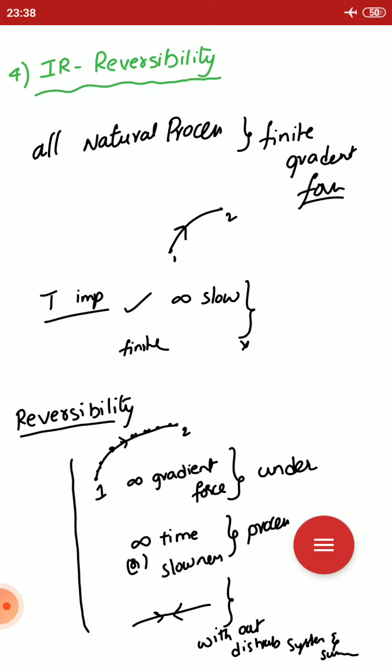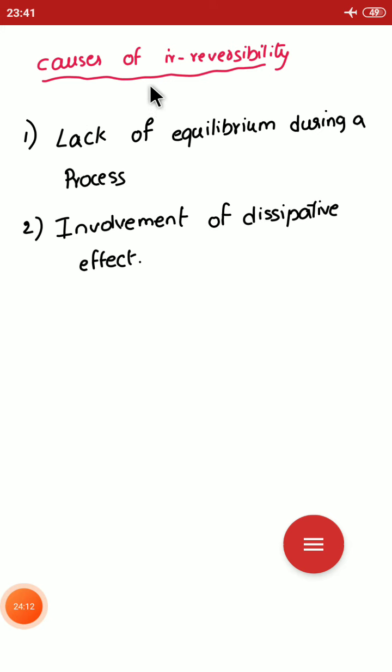Irreversibility may be due to either of two reasons, or a combination of the two. One is the lack of equilibrium during the process. Next is the involvement of the dissipative effect, which we will see clearly. The causes of irreversibility: it may be due to either one or both of the following reasons. The first one is the lack of equilibrium during a process.